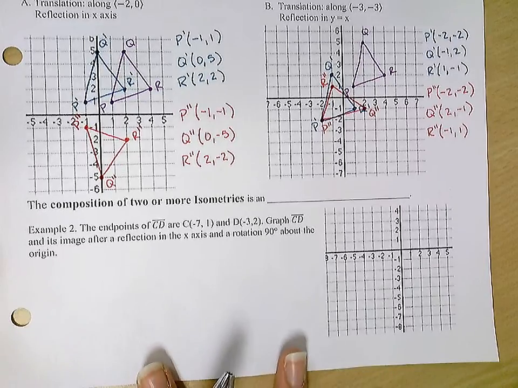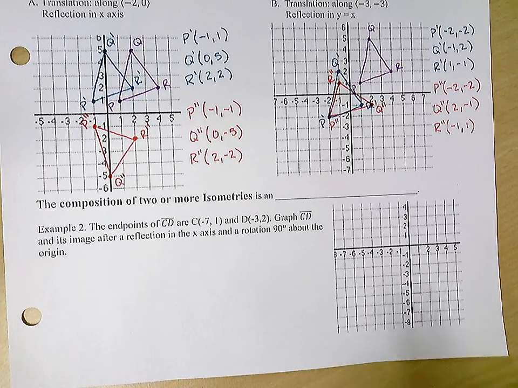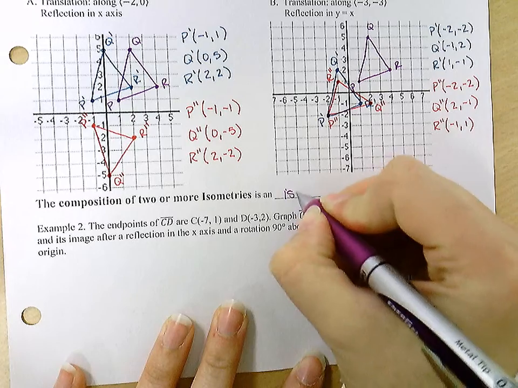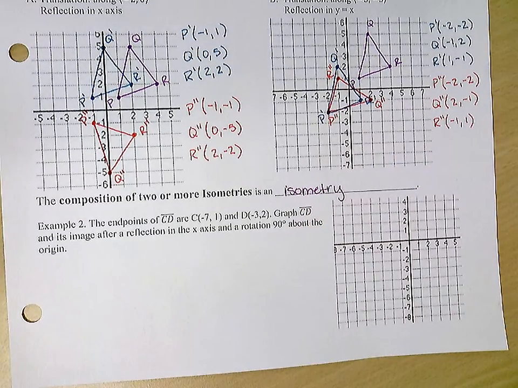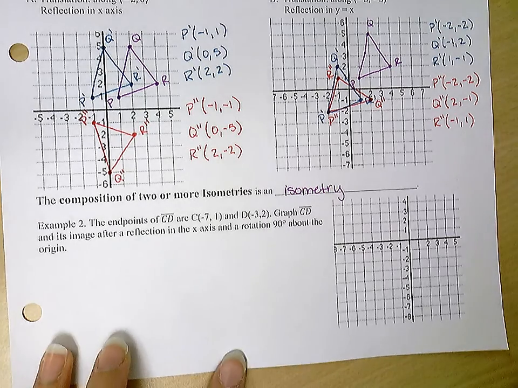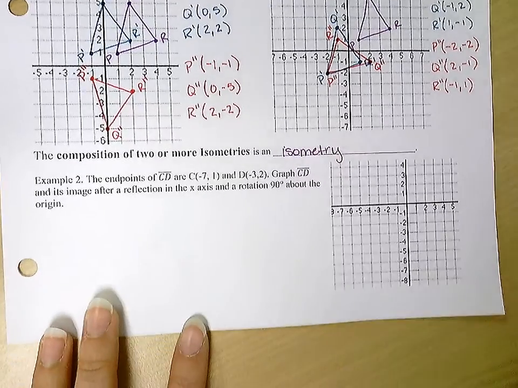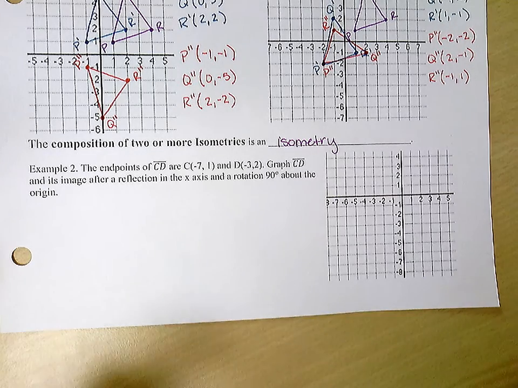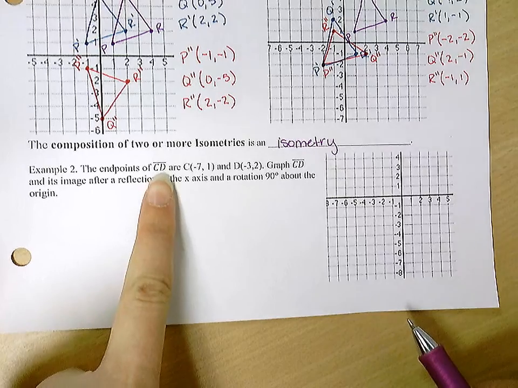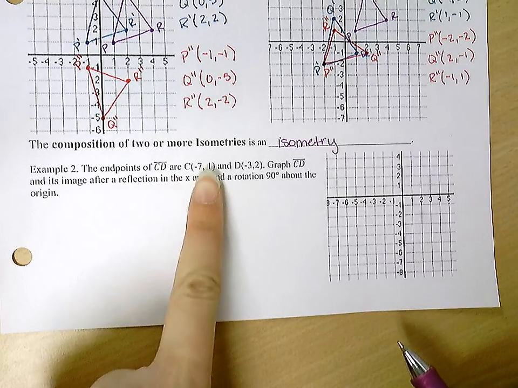All right, so the composition of two or more isometries is still an isometry. Again, an isometry is a transformation that keeps its size and shape as it is moving. So we're going to do another composition of transformations, except this one's not a glide reflection. Okay, so example 2: we have the endpoints C and D to create this segment.